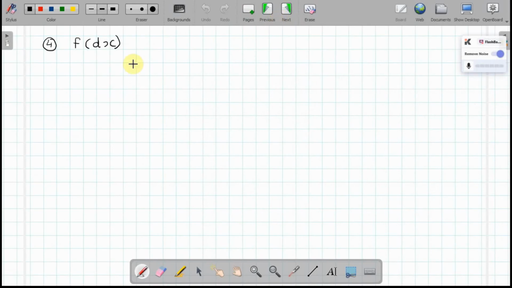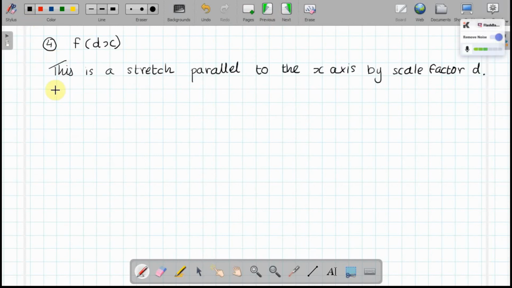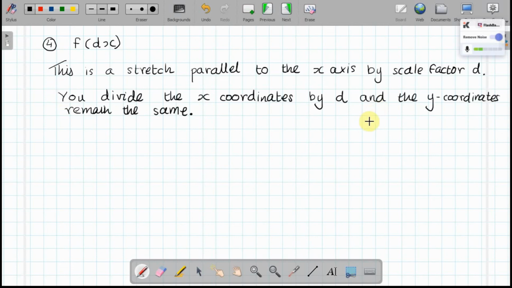Now let's have a look at this transformation. First, the mathematical explanation. This is a stretch parallel to the x-axis by scale factor d. What does this mean? You divide the x coordinates by d, and the y coordinates remain the same. This is a squashing transformation, but the squash happens in a horizontal way, where you can almost imagine the graph is being squeezed in from the left and the right at the same time.